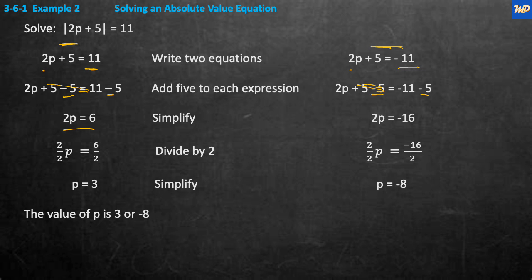So now we're going to get rid of the 2's and get p by itself by dividing using the division property of equality. We're going to divide by 2 on both sides, and that's going to give us p equals 3. On the other side, we're going to divide by 2 on both sides. We're going to get p equals negative 16 divided by 2, negative 8. So our solution to this is p equals 3 and p equals negative 8. There's our two solutions. So the values for p are 3 or negative 8.